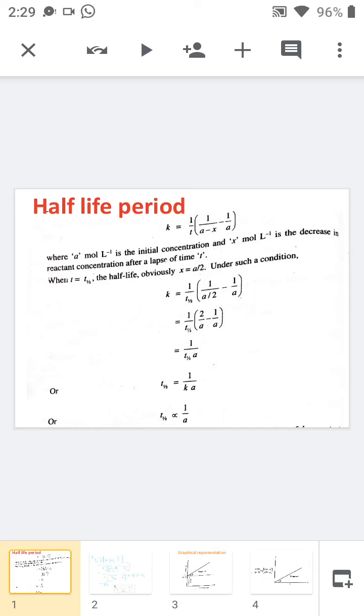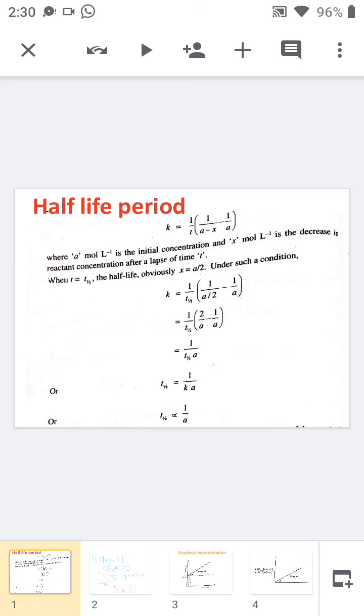So in order to find out the half-life period, we have to substitute t = t half and x = a/2. So our a − x becomes a/2. So k = 1/t half × (1/(a/2) − 1/a). So this is the calculation, that's equal to 1/t half × (2 − 1)/a. So t half × k = 1/a. So t half = 1/(k·a).